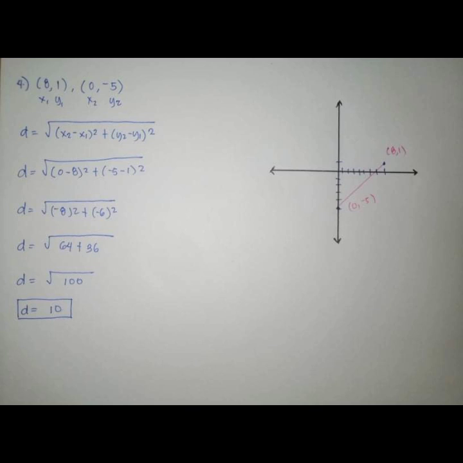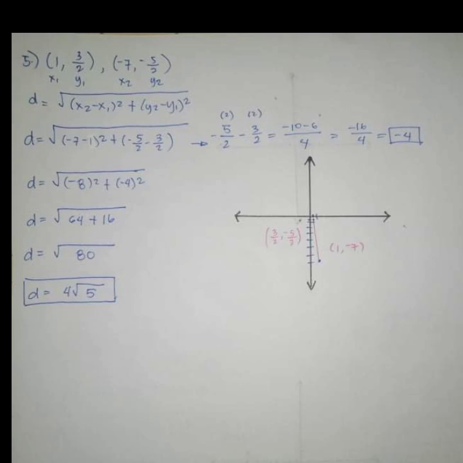So we need to substitute into the given equation. So we have the square root of (0 minus 8) squared plus (-5 minus -1) squared. So we have the square root of (-8) squared plus (-6) squared. So we get the square root of 64 plus 36. So 64 plus 36 equals 100. So the square root of 100 is equal to 10, and the graph will be like this.